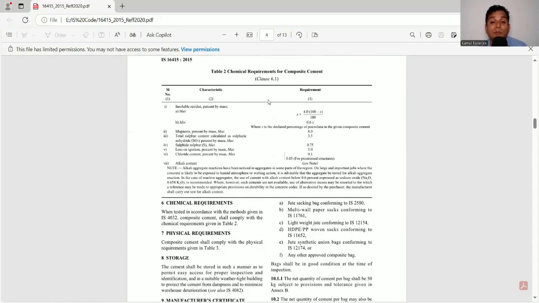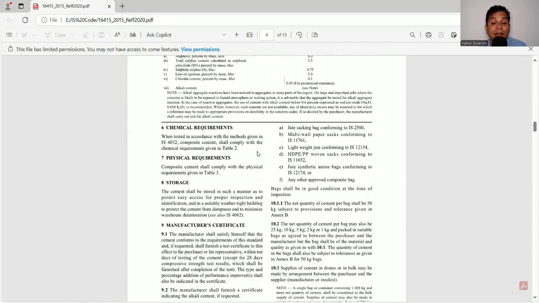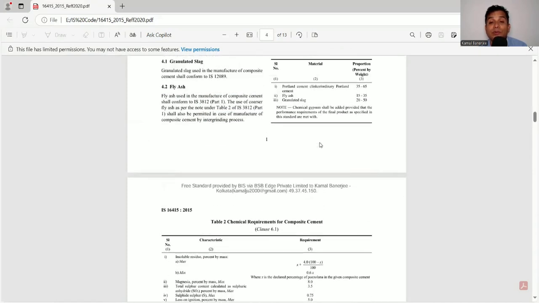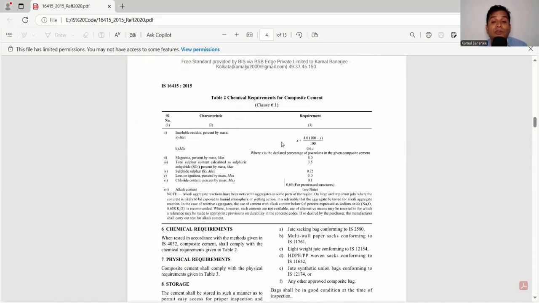The next part is the chemical requirements of the composite cement. This is very important, what percentage of each chemical will be there. Here it is given: insoluble residue percentage by mass, maximum is x plus 4.1x divided by 100, or minimum is 0.6x, where x is the declared percent of pozzolana in the given composite cement. So x is the percent of pozzolana we are using, and from that you need to find the insoluble residue maximum and minimum.